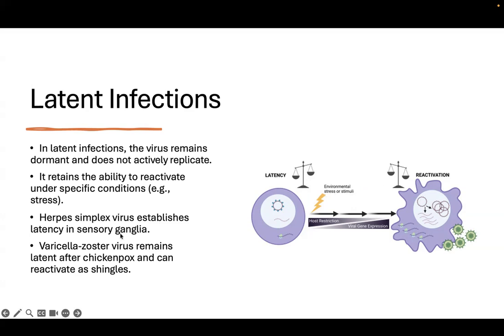Herpes does this a lot. It establishes latency in sensory ganglia. Varicella zoster virus, which causes chickenpox, also does that. A lot of us had chickenpox, and it stays within us for a long period of time, to the point that you never get a single symptom in your life again. But sometimes in some people, it can reactivate and we get shingles, and that can be extremely dangerous.